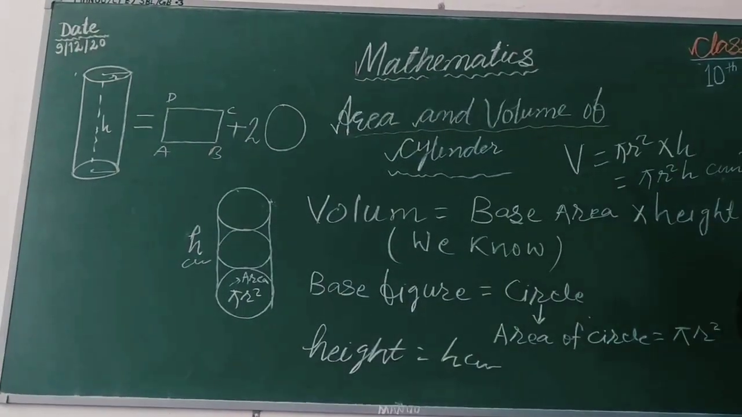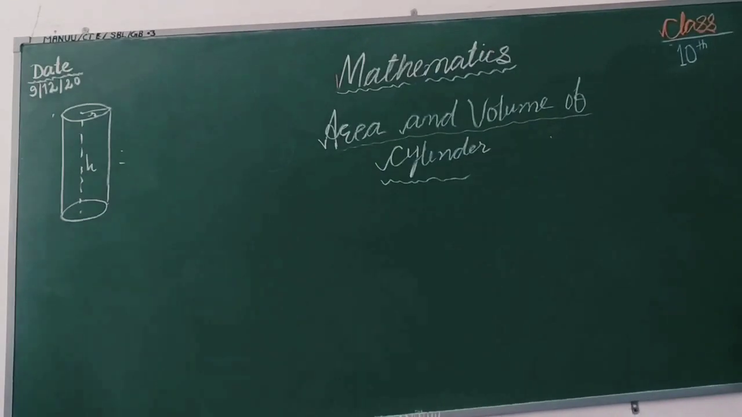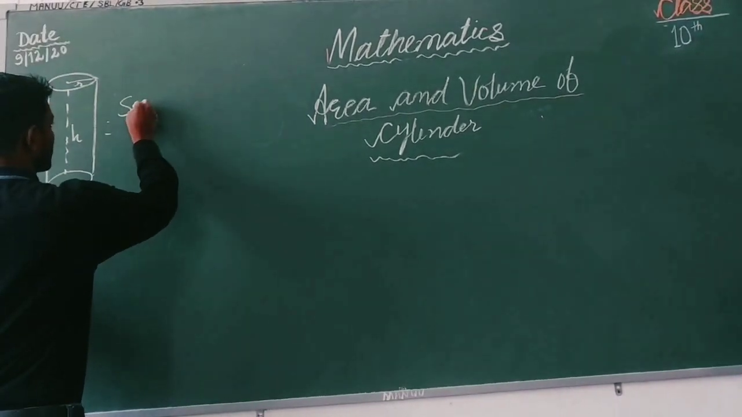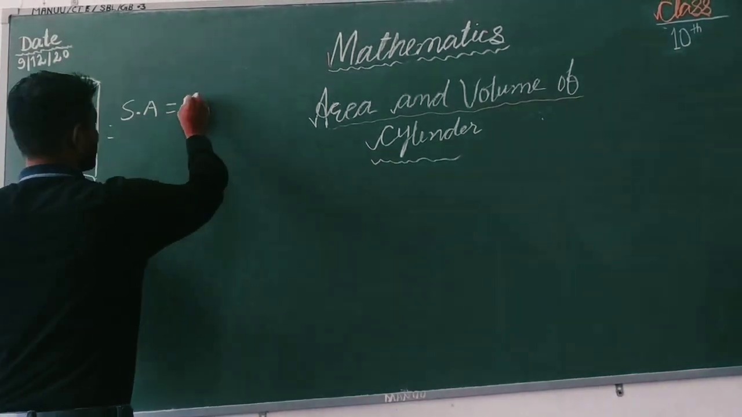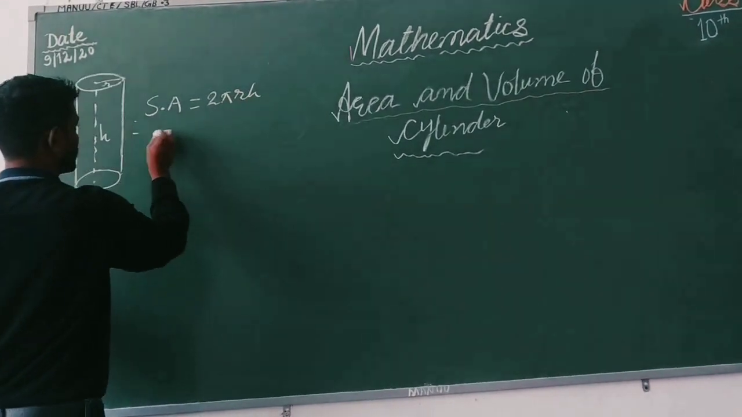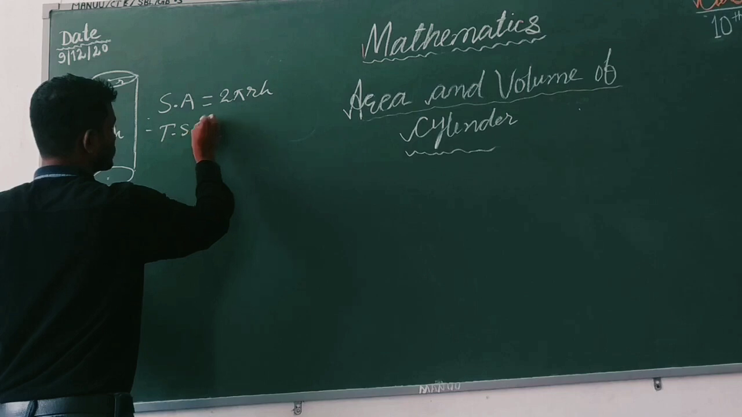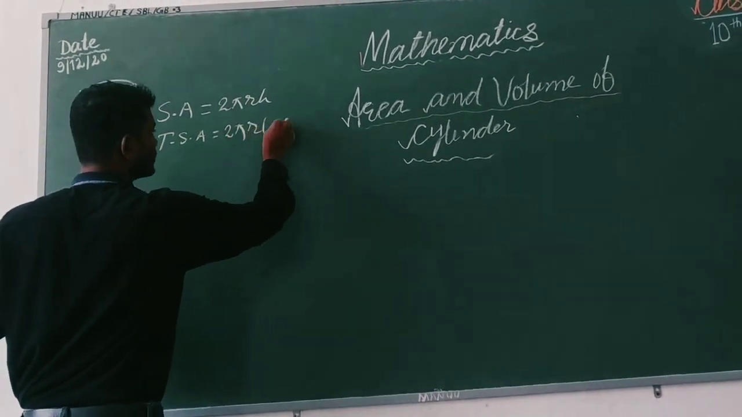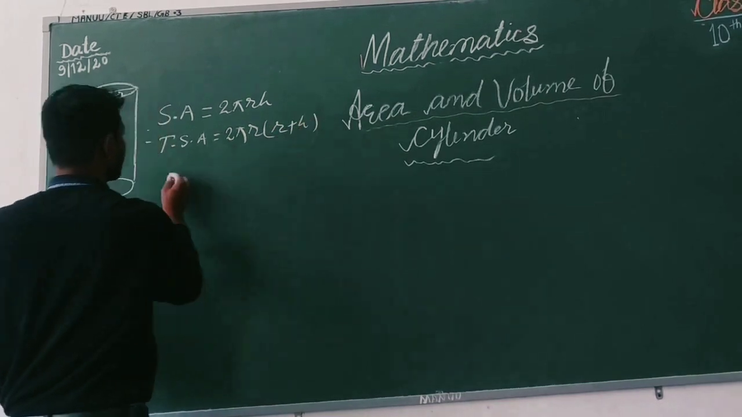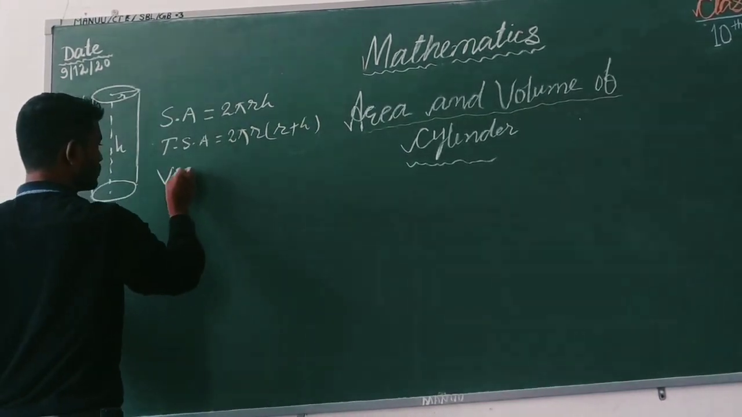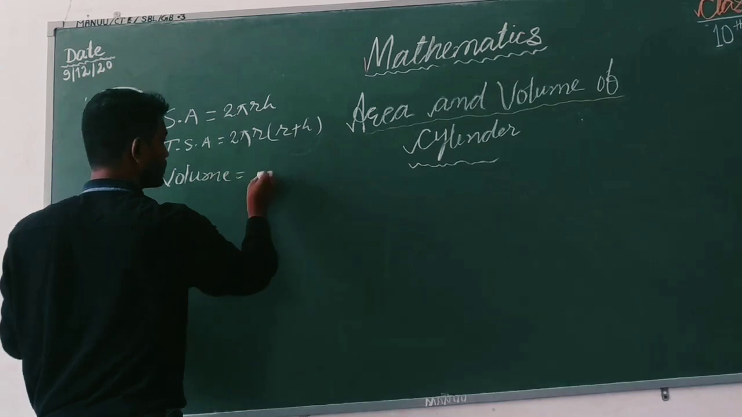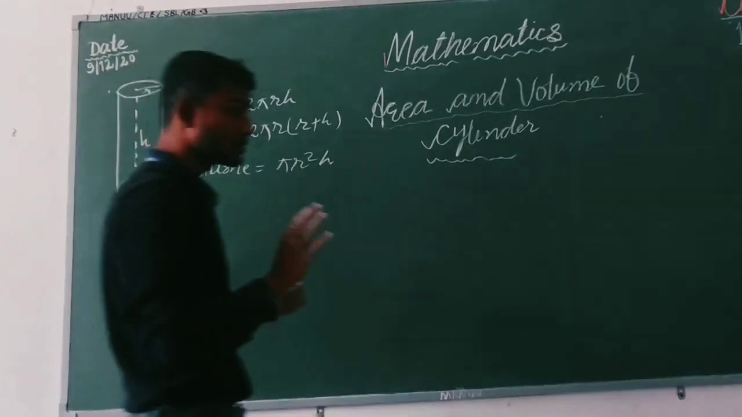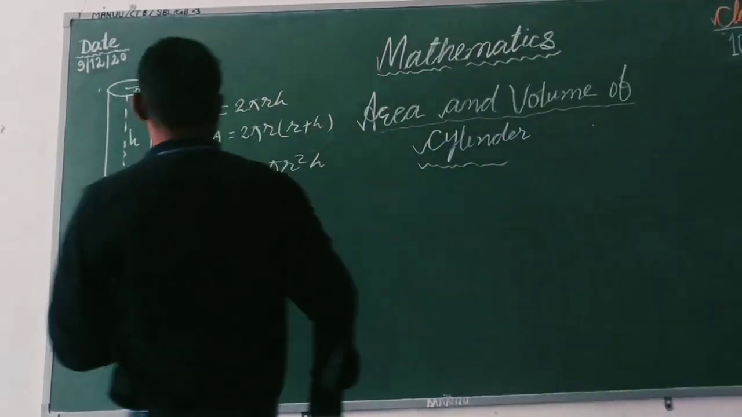Now, students, we are going to summarize today's topic. Surface area is 2 pi r h. Total surface area is 2 pi r into r plus h. Volume is pi r square h.